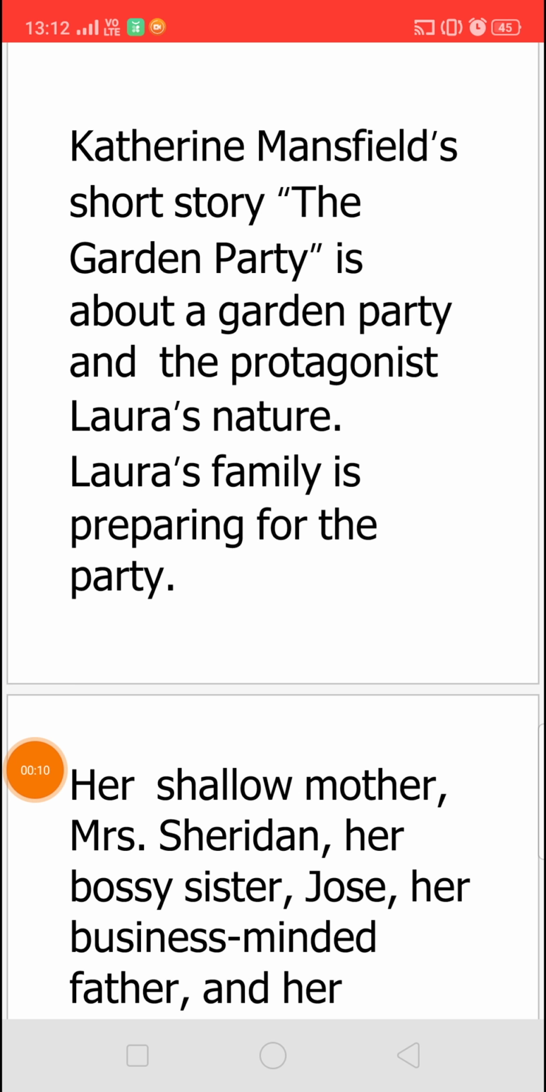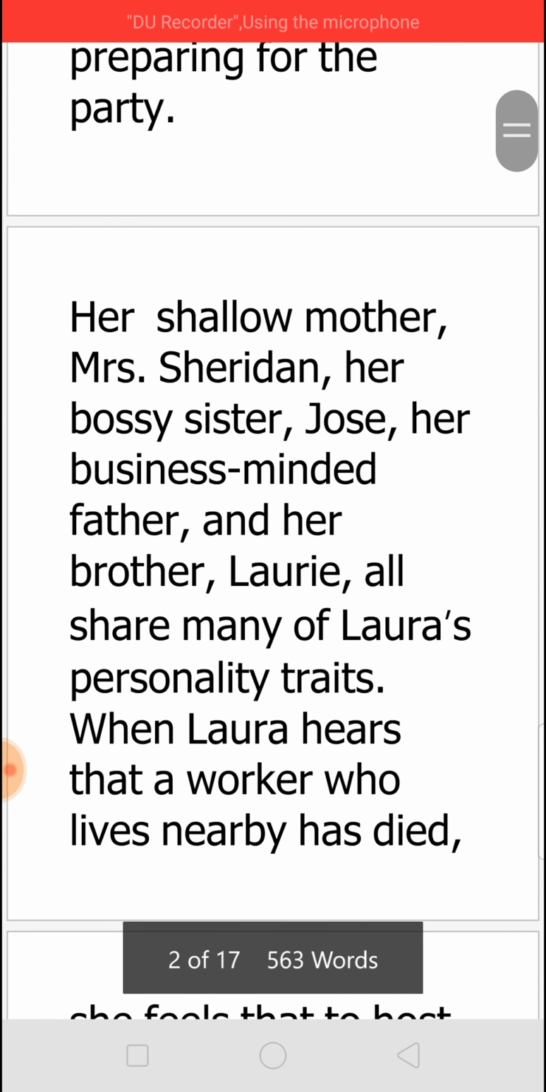The Garden Party is a short story by Katherine Mansfield, and in this she shows the nature of the protagonist Laura. Laura belongs to a very rich family, and the short story begins with her family preparing for a garden party. The characters of her relatives, that is her family, are also shown.